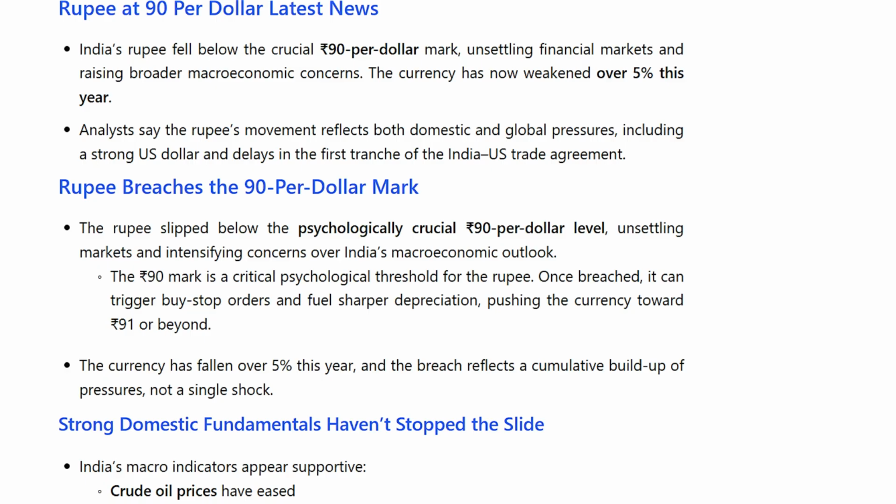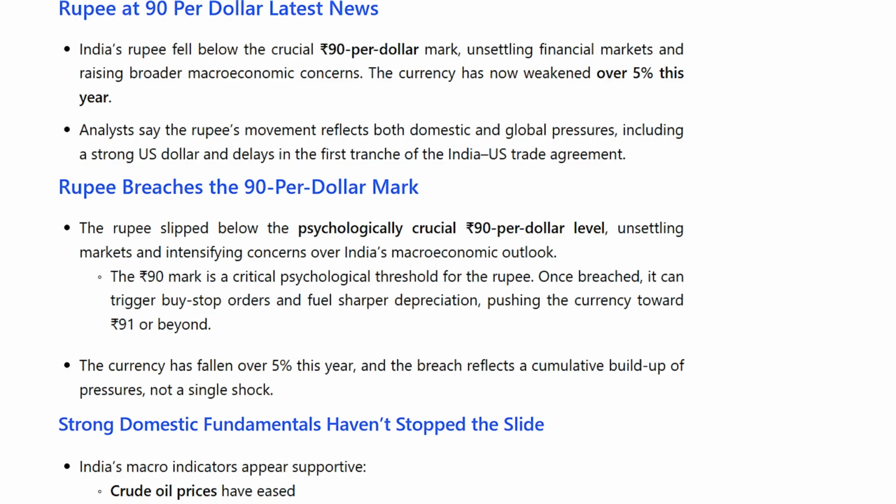Rupee breaches the 90 per dollar mark. The rupee slipped below the psychologically crucial 90 per dollar level, unsettling markets and intensifying concern over India's macroeconomic outlook. The 90 mark is a critical psychological threshold for the rupee. Once breached, it can trigger buy stop orders and fuel sharper depreciation, pushing the currency further down.